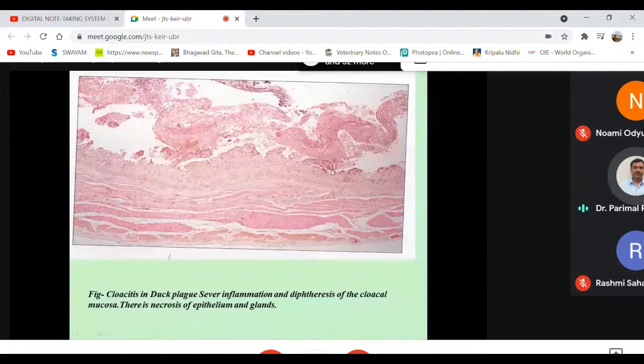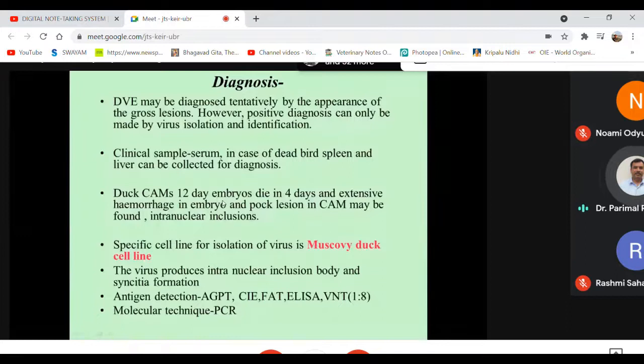So now coming to the diagnosis. The disease diagnosis is based on detection of the causative organism by isolation and identification.